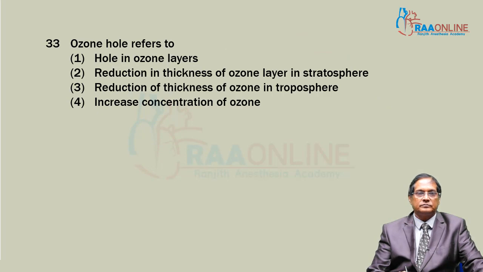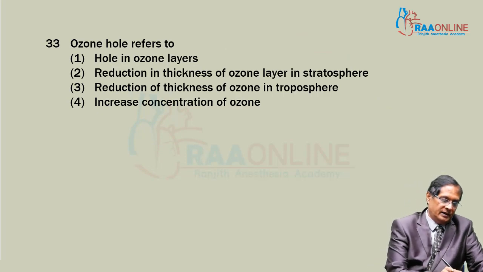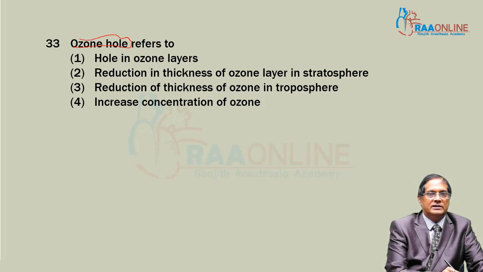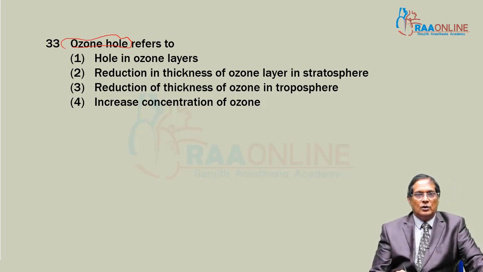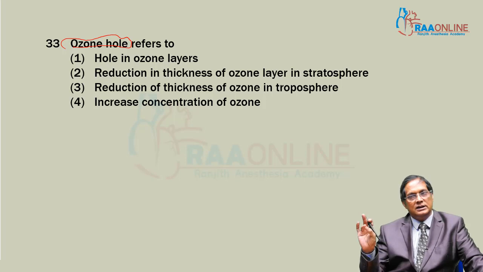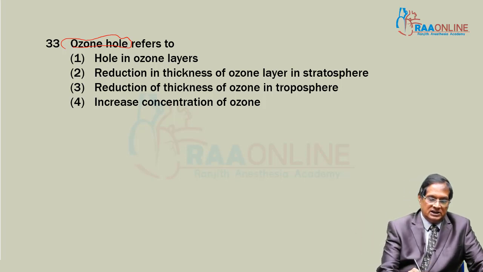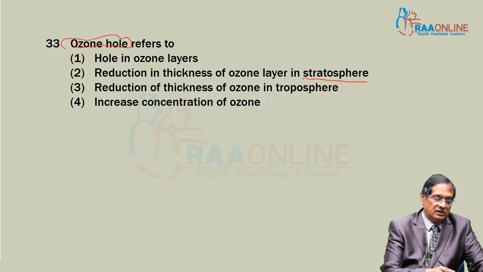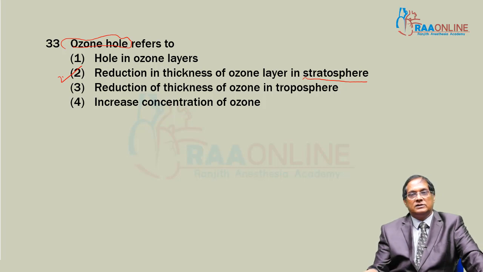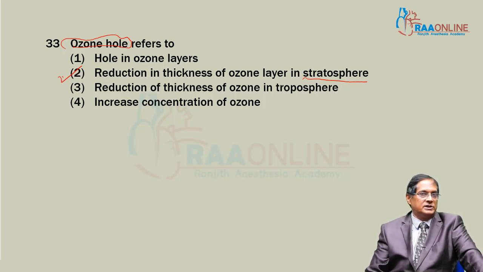The ozone hole. It is a thinning of the ozone layer. A hole in the ozone layer, that is wrong. Ozone is present in the stratosphere. So the answer is 2, that is reduction of thickness of the ozone layer in a particular area. Especially it is observed in the Antarctic region during the later months of the year, that is after September, October we can say.